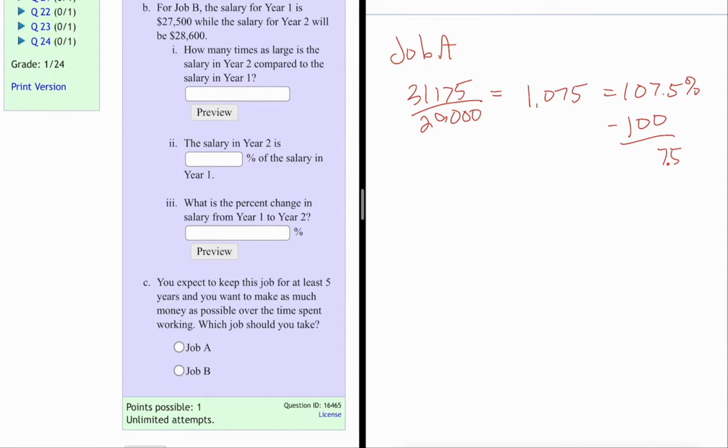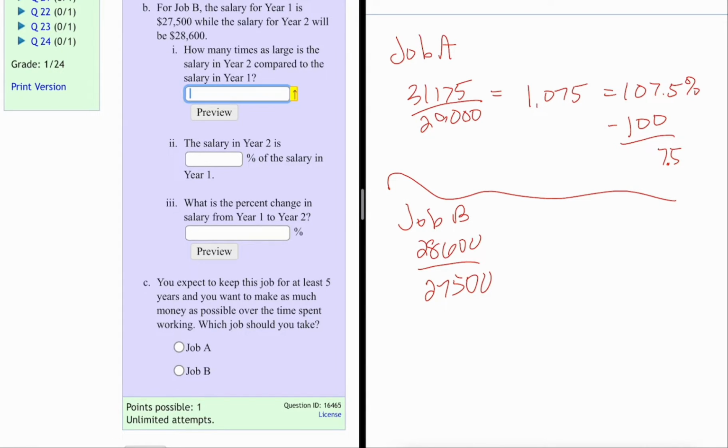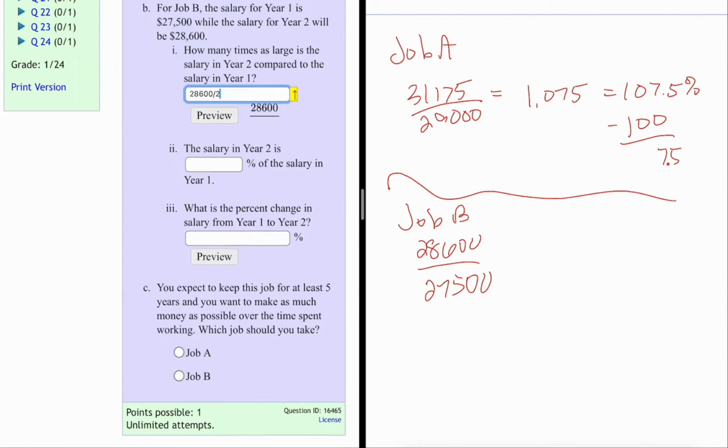Now, for part B, it says for job B, the salary for year 1 is $27,500, while the salary for year 2 is $28,600. How many times as large is year 2 compared to year 1? So we're going to take 28,600 divided by 27,500. I'm going to let iMath do that for me. It does come out to be nice, so I'll hold that number for future reference.